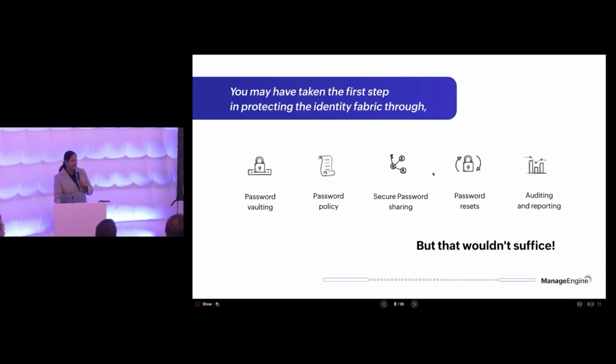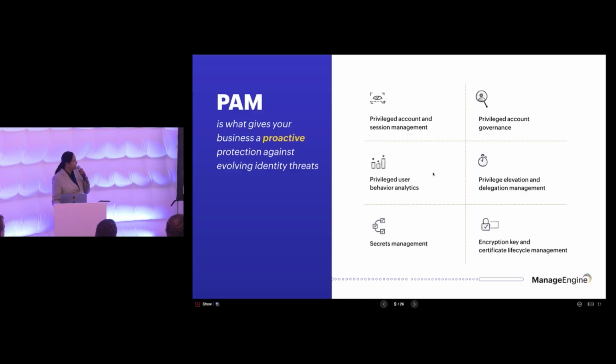Which brings me to the point: you might have basic password hygiene in place, right? You might have a vault where you secure your passwords, you might have secure sharing mechanisms, you might have periodic password resets, and you might also have auditing and reporting capabilities, but there is still something lacking in your overall identity security and credential security strategy, because it is not a one-time process, right? It is an ongoing process. You need to have something more than just password management as part of your identity security strategy, which is why privileged access management is going to help you.